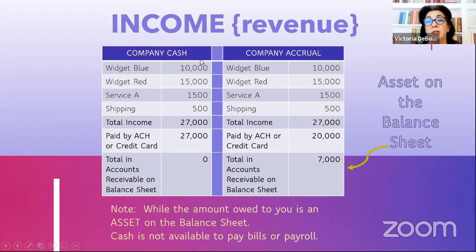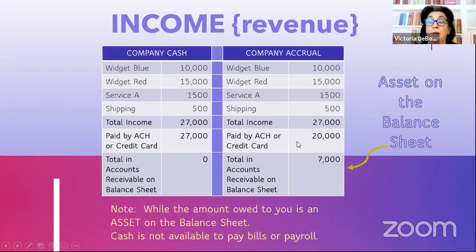So if you have a company that's on a cash basis, they sell $10,000 worth of blue widgets and $15,000 of red widgets and $1,500 worth of services, and they sell shipping, then they're going to have $27,000 worth of income, and all that income is paid by ACHs or credit cards. People have to pay for what they get from you upfront. So they don't owe you anything. Your accounts receivable is zero.